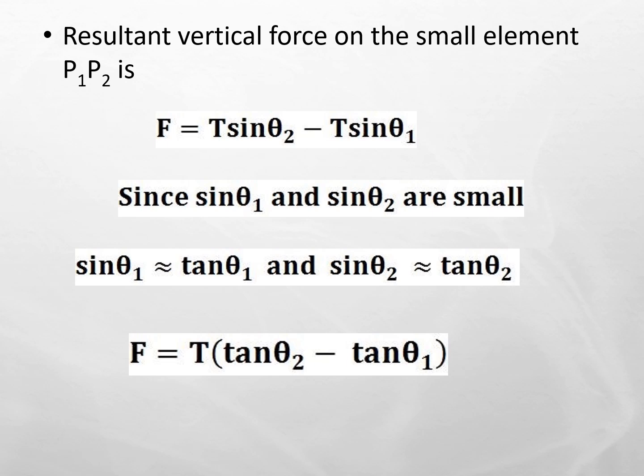Here please note that you shouldn't write T2 sin theta 2 minus T1 sin theta 1 because the tension is uniform throughout the string and there is no T1 and T2, only T. Since theta 1 and theta 2 are very small, sin theta 2 and sin theta 1 are also very small. So it means sin theta 1 is approximately equal to tan theta 1 and sin theta 2 is approximately equal to tan theta 2. Therefore, the equation becomes F is equal to T into tan theta 2 minus tan theta 1. Here they have taken the tension T as the common factor.